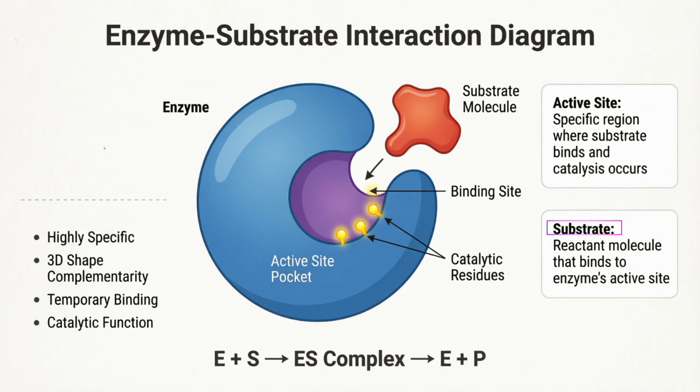So, to recap, enzymes are specific, reusable catalysts that use their active site to turn substrates into products. I hope this diagram makes sense now.